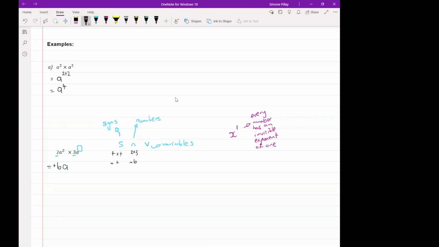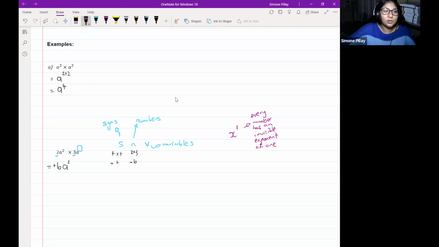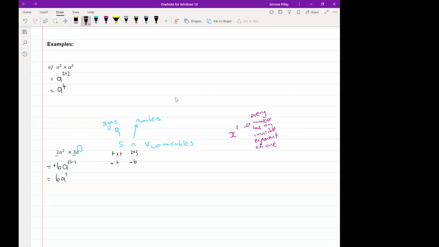How did you get 3? Because, ma'am, you add 2 and 1. Yes, so you added 2 and you added 1, and we were left with 6a cubed. You happy with that? Yes, ma'am. Thank you so much.